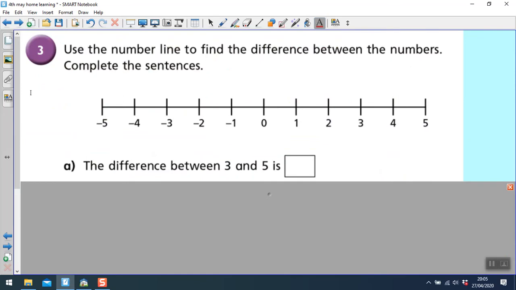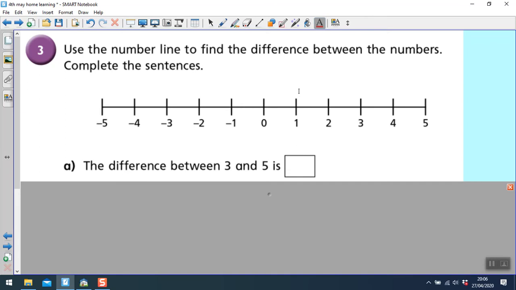Use the number line to find the difference between the numbers. Complete the sentences. So to find the difference, you've got to work out how much is between two numbers. So the difference between 0 and 2 is 2, because there's 2 jumps between 0 and 2.